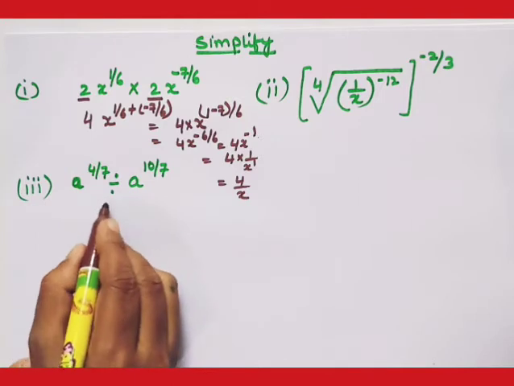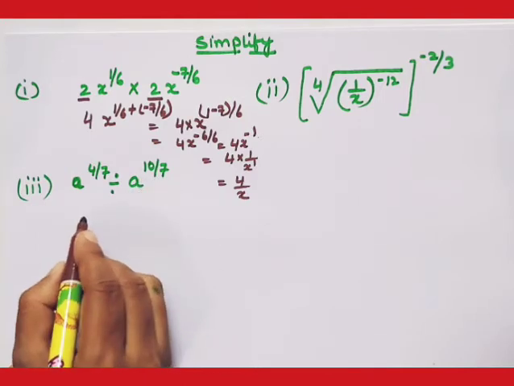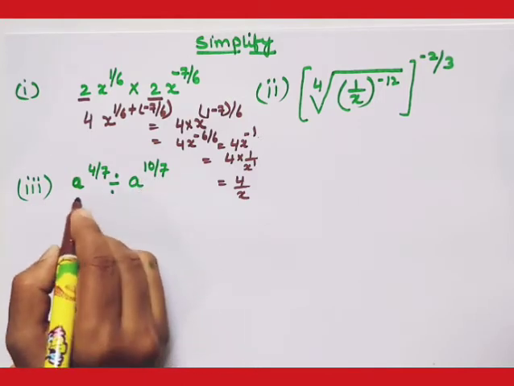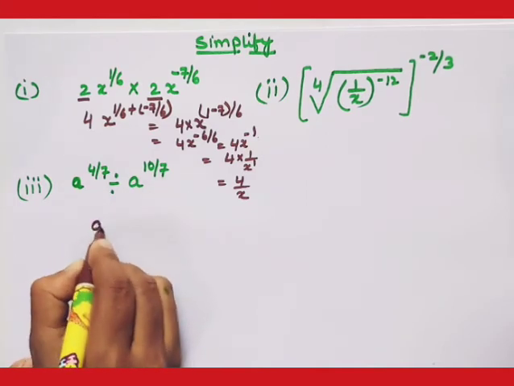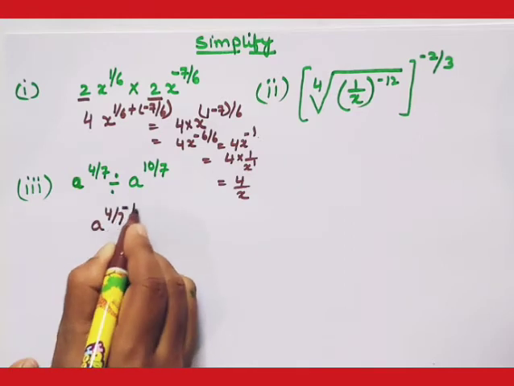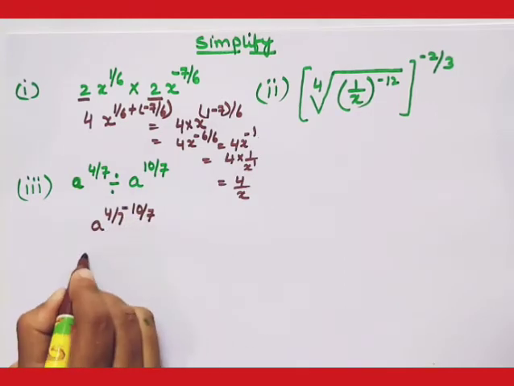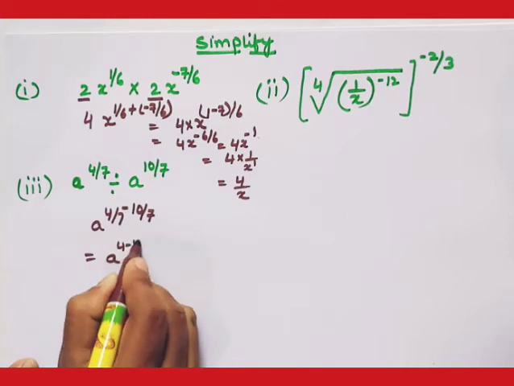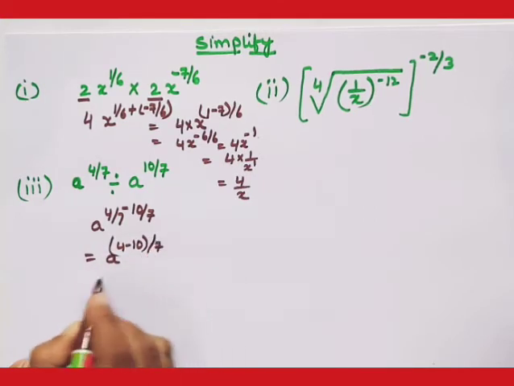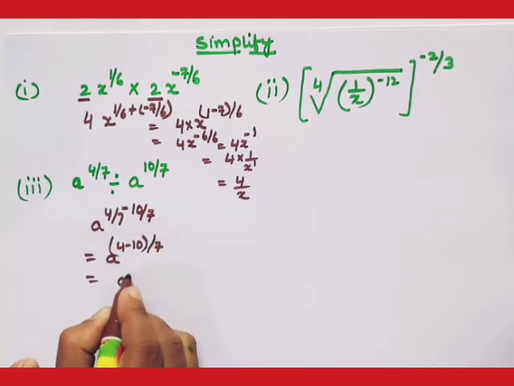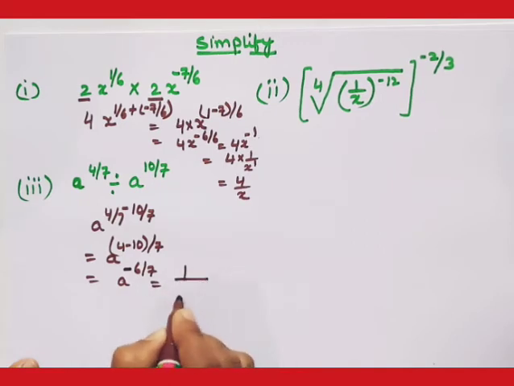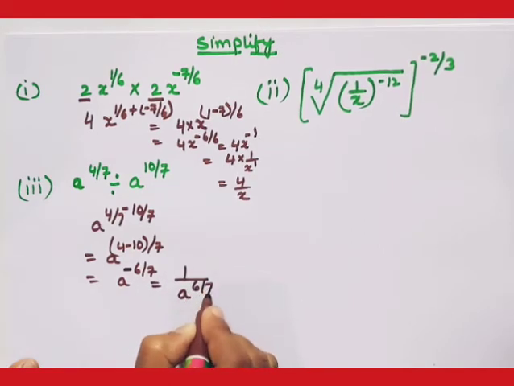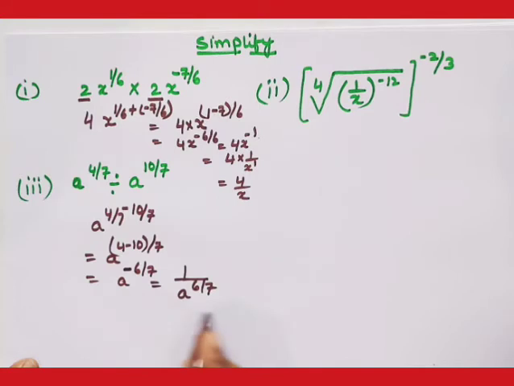Okay. Now see this question. a to the power 4 by 7 divided by a to the power 10 by 7. So what will happen? a to the power m divided by a to the power n will be a to the power m minus n. So you can write it 4 by 7 minus 10 by 7 simply. So this will become a to the power 4 minus 10 in the bracket divided by 7. So it will become a to the power minus 6 by 7. Now if you want the sign to be changed to positive, you simply put it in the denominator. Okay. So this is your final answer.